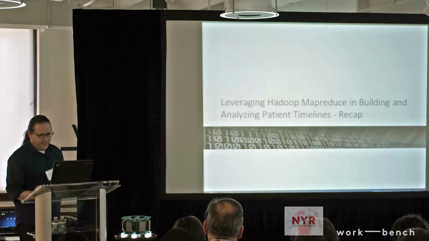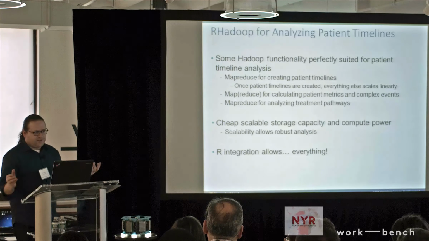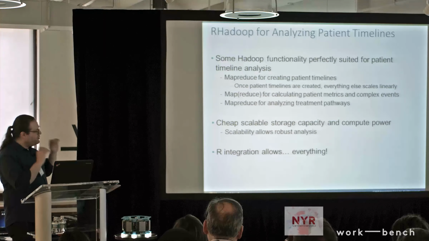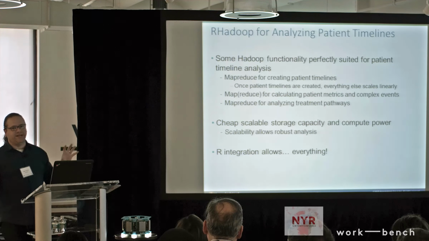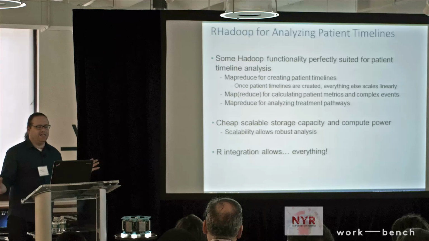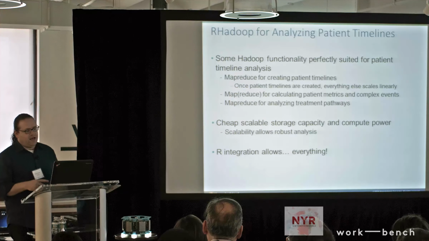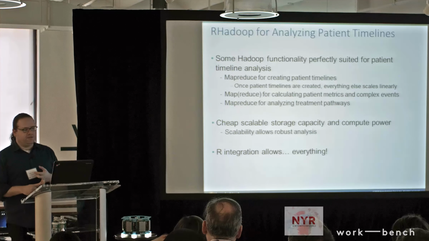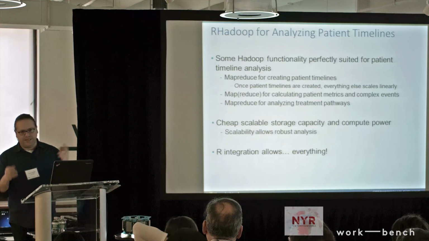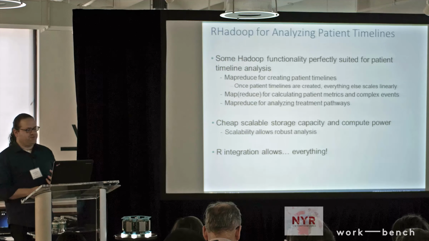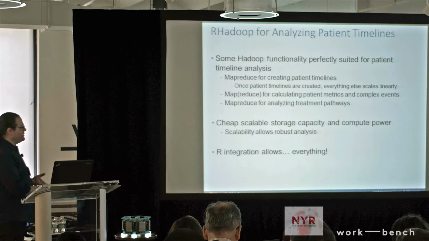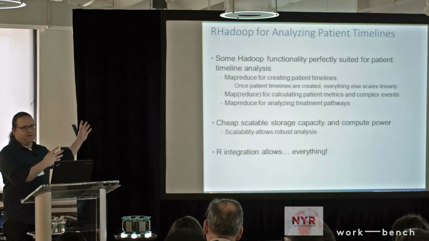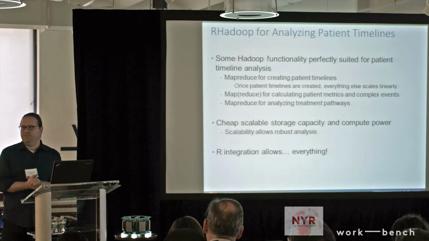So just to recap everything. Some Hadoop functionality, specifically MapReduce, is perfectly suited for building patient timelines, which makes all of this analysis very, very easy. You can use MapReduce to create patient timelines. You can use map functions only to calculate patient metrics, complex events, stuff like that. MapReduce to build treatment pathways. It's cheap, it's scalable, and our integration allows you to do basically everything with it. And I'm on time, I think.